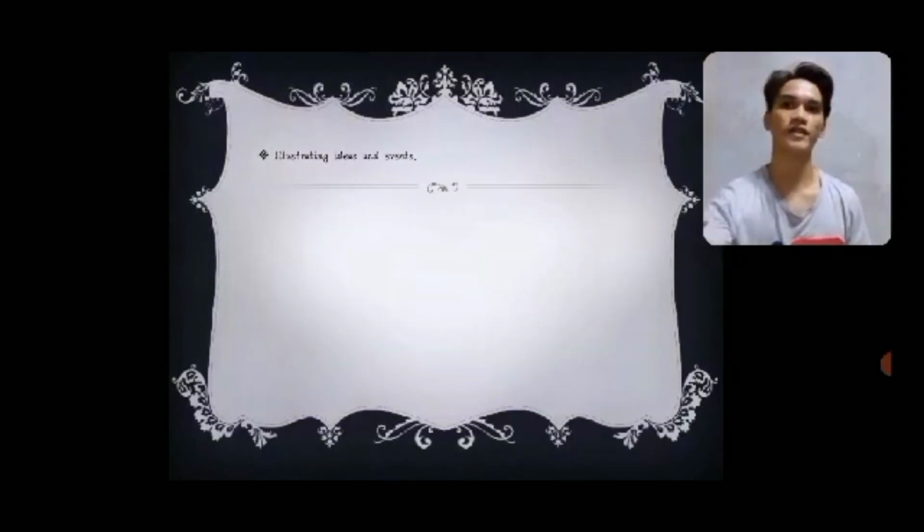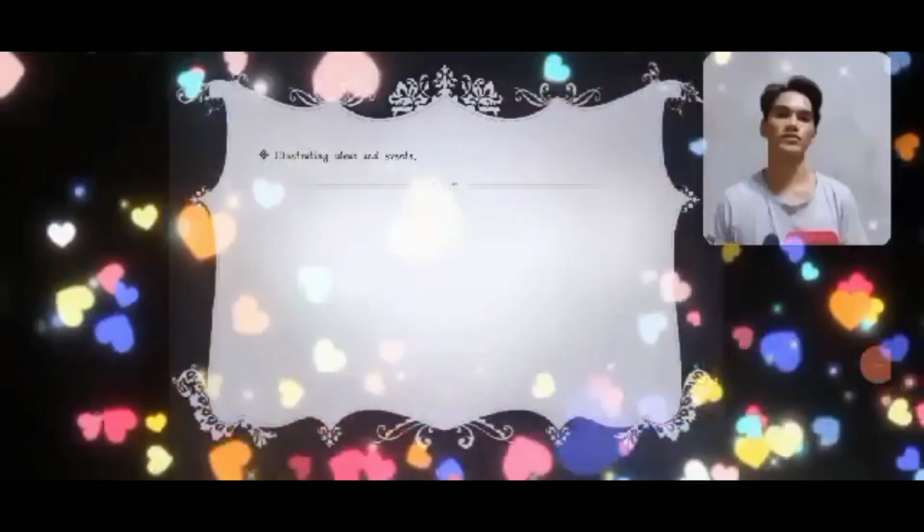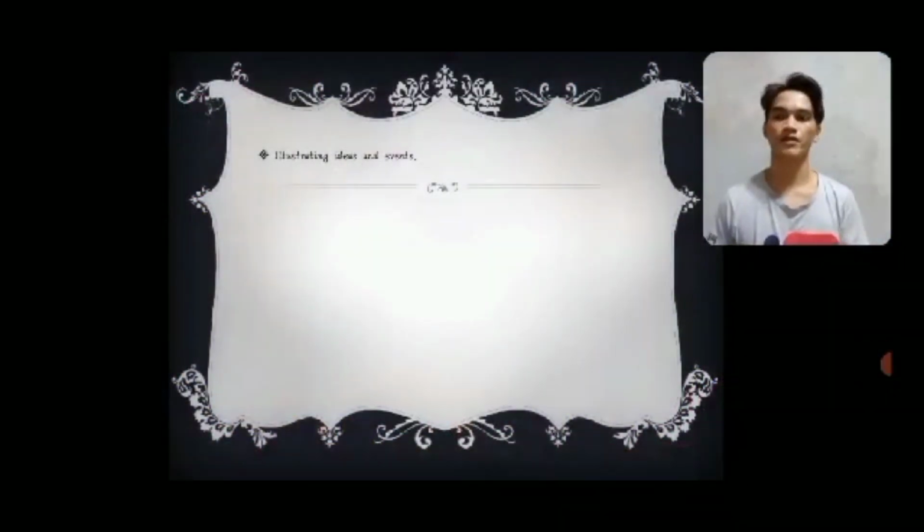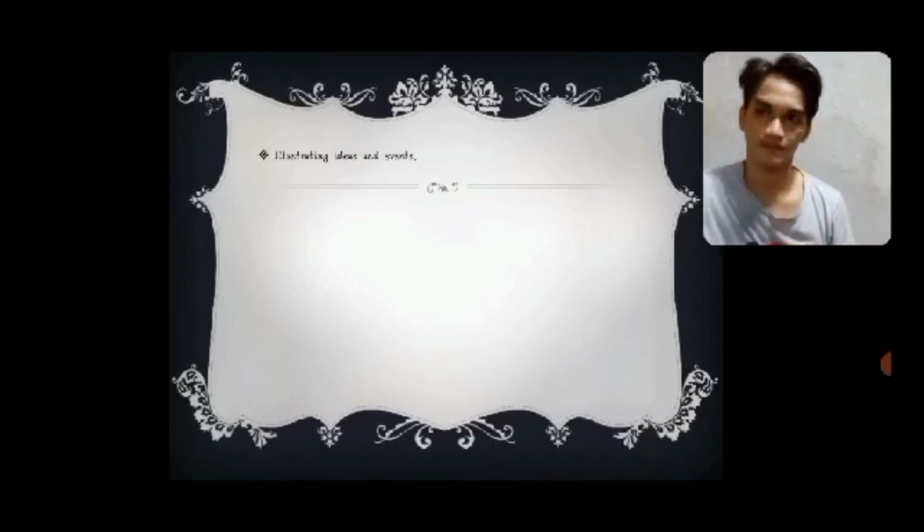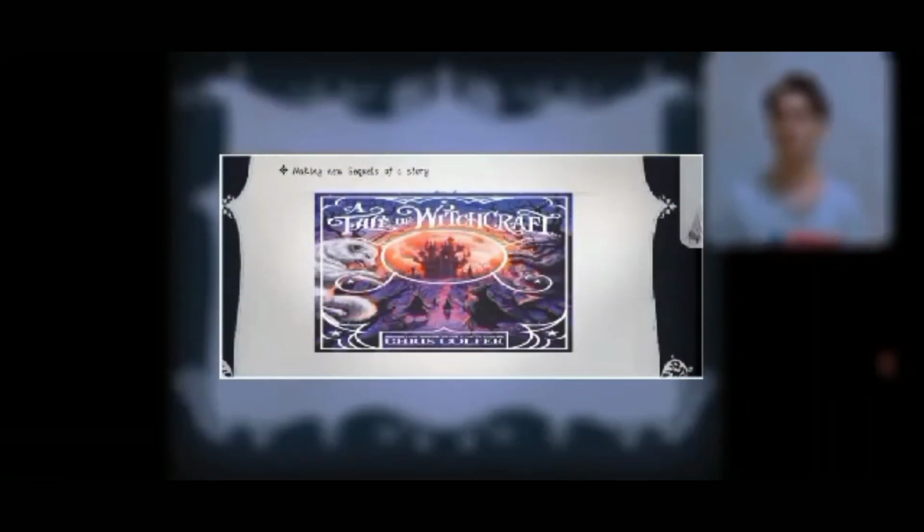So, illustrating ideas and events. Integrative level skills will also be applied in this level. Sometimes they can create their own story, either long or short, based from reading or their imagination. So, making new sequels of a story.